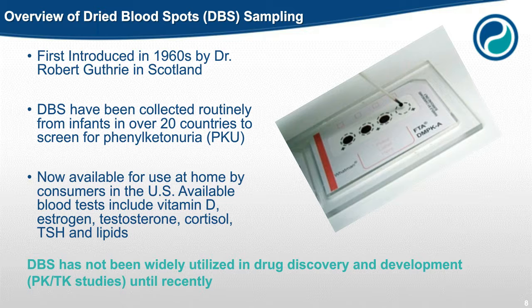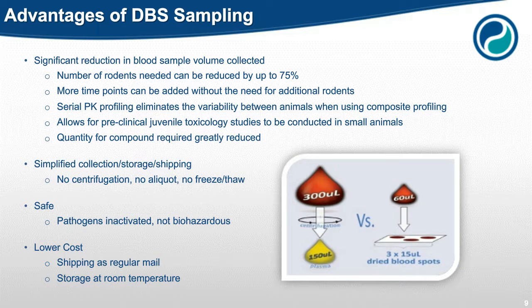So, what are the advantages of DBS sampling? The largest advantage of DBS sampling is that it greatly reduces the blood sample volume needed. As you can see from the picture, only 20% of the sample volume is needed for each sample. And because of this, for TK studies, for example, when mice or rats are used, the number of rodents needed can be reduced by up to 75%. Because of this, serial PK profiling becomes possible when the DBS technique is used.